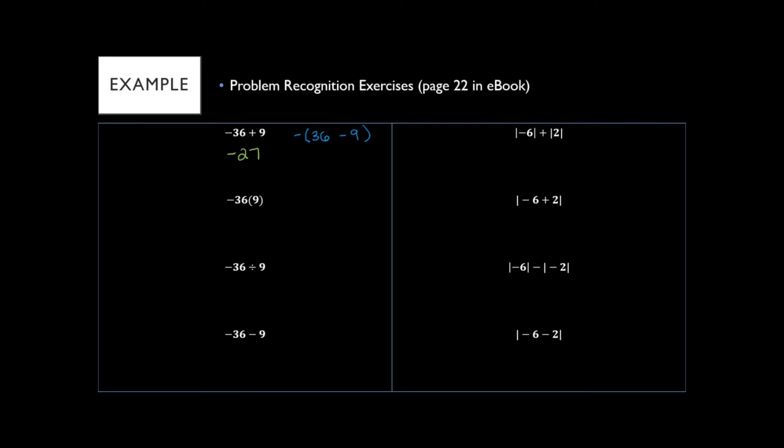Next one, we've got negative 36 times 9. So you do 36 times 9, which I definitely need a calculator for that one. And then because we have one negative sign, our answer is negative. So that is going to be negative 324.